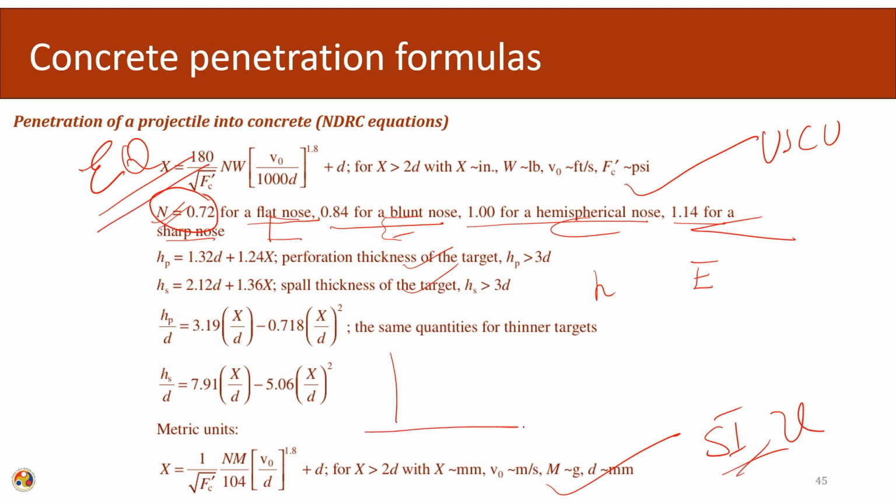They have been just made using the test data. So, there is a regression fit of the test data and that is how this equation comes into picture. So, this was test data of the penetration versus other parameters and then one fit has been done.